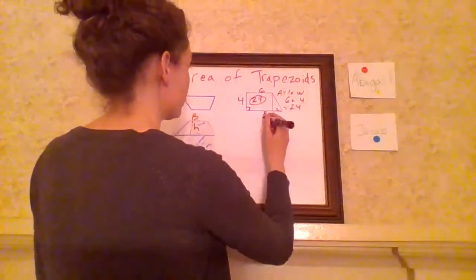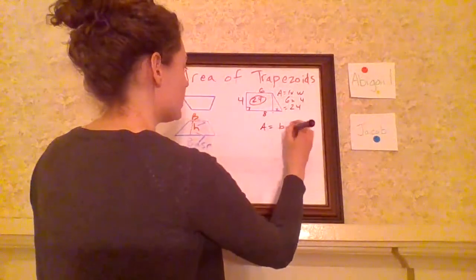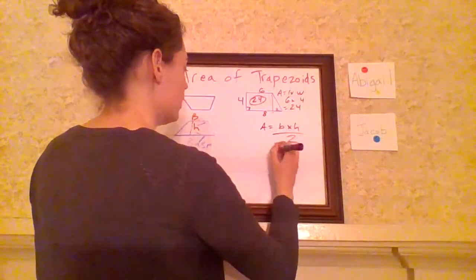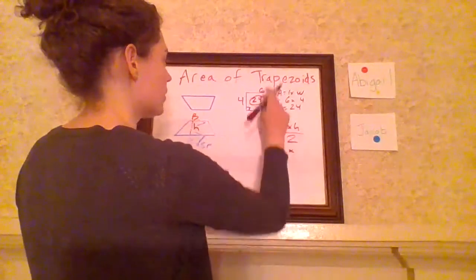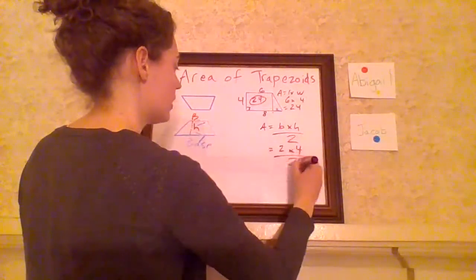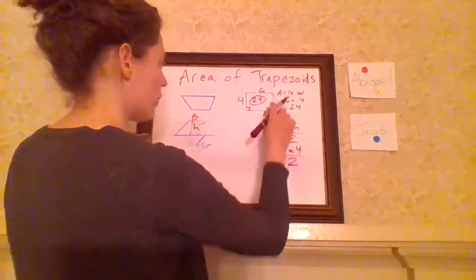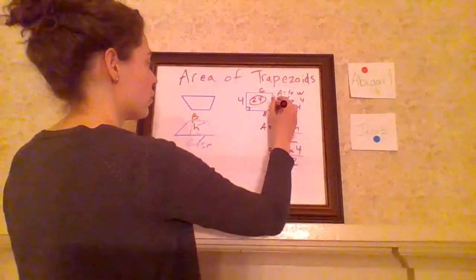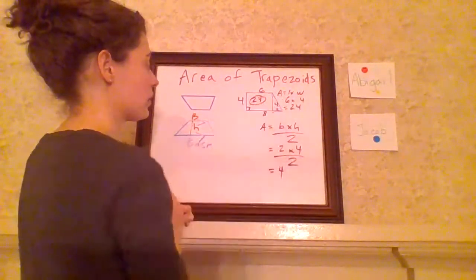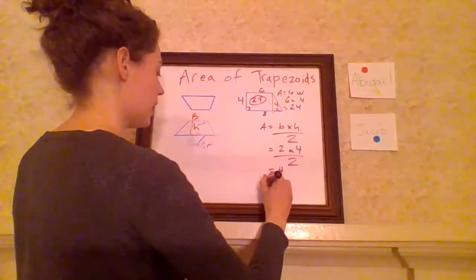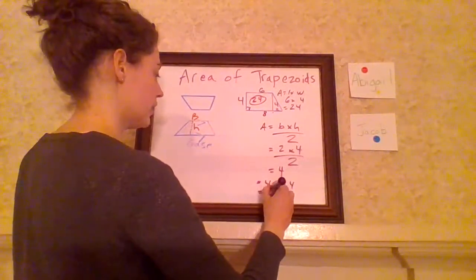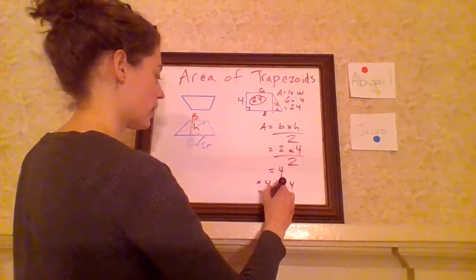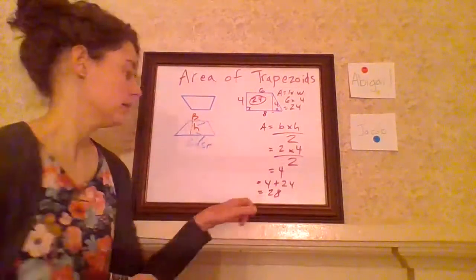Okay, so that's for the rectangle, and then for the triangle, base times height divided by 2. So the base is 2, the height is 4, divide that by 2, that will equal 4. So the area of this is 4, and the area of that part is 24, so we could add those together to get the whole area of the trapezoid, so that's 28.